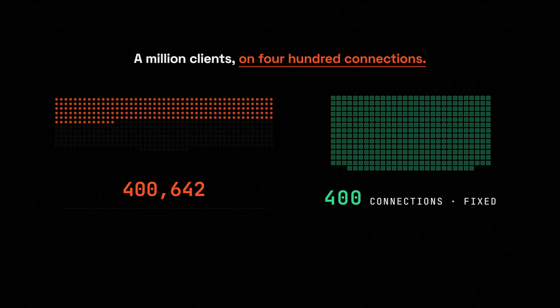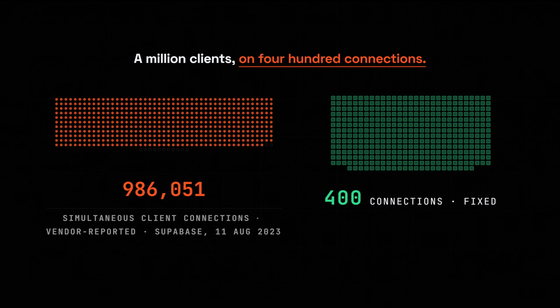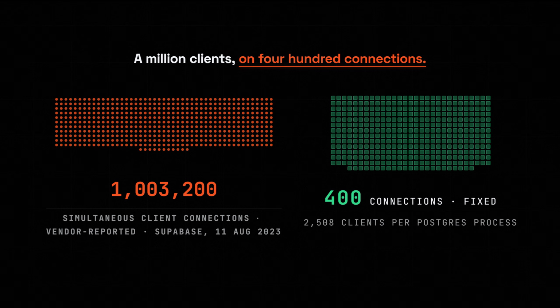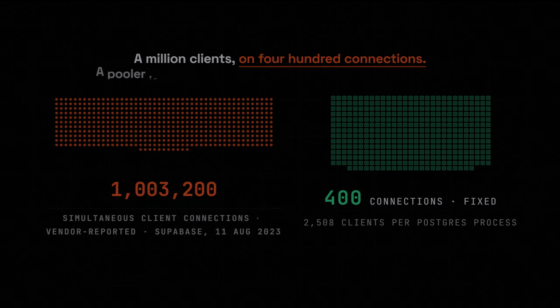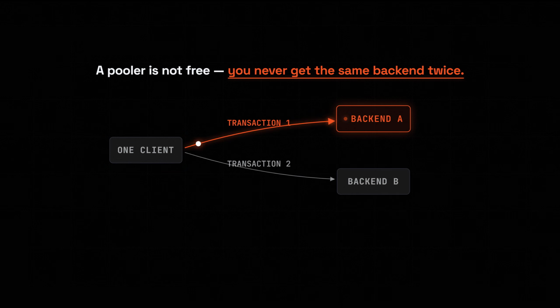Supabase benchmarked its own pooler holding just over 1 million simultaneous client connections against a pool of 400 connections to the actual database, 2,500 clients riding on each Postgres process. But a pooler is not free, and anybody selling it to you as free has not operated one.